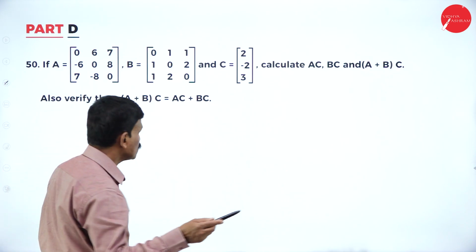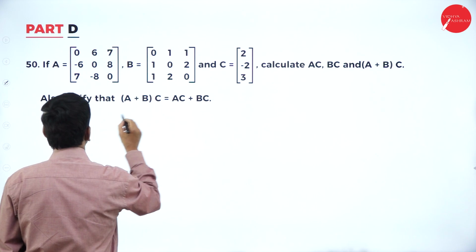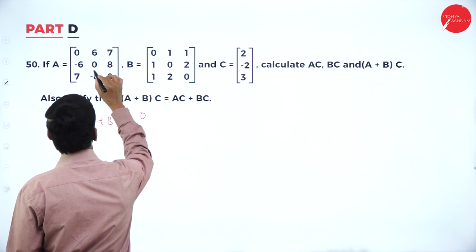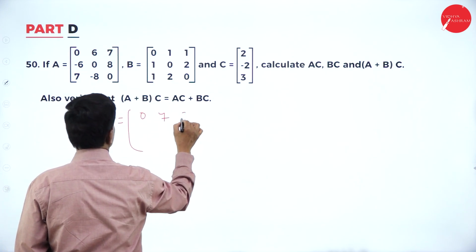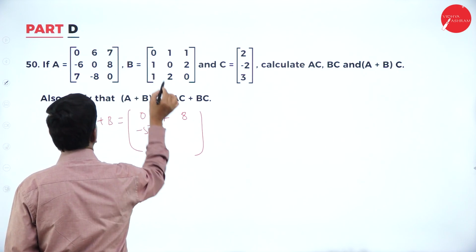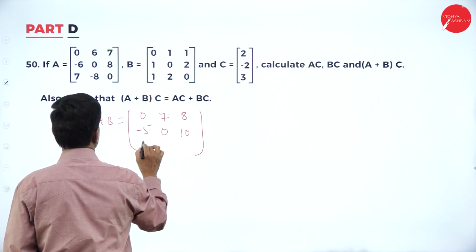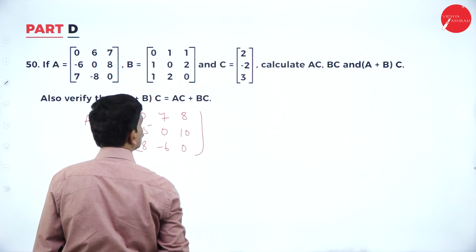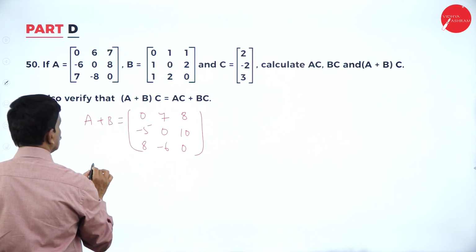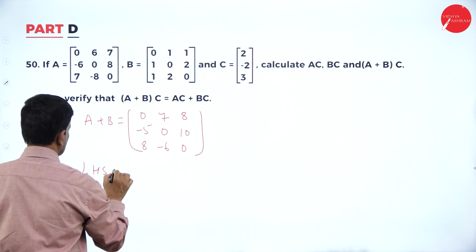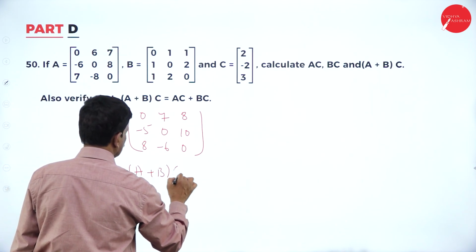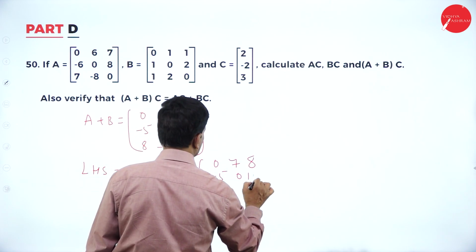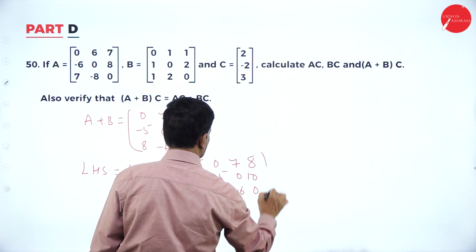Now, let me do this. First, find out A plus B. Add this. 0 plus 0 is 0, 6 plus 1 is 7, 7 plus 1 is 8, minus 6 plus 1 is minus 5, again 0, 8 plus 2 is 10, 7 plus 1 is 8, then minus 8 plus 2 is minus 6, 0 plus 0 is 0. So I have found A plus B. Now, just find out the LHS. What is LHS? A plus B into C. What is A plus B? 0, 7, 8; minus 5, 0, 10; 8, minus 6, 0 into C.